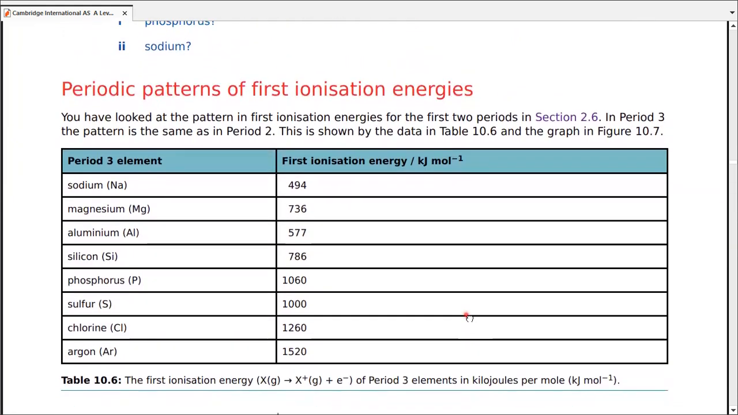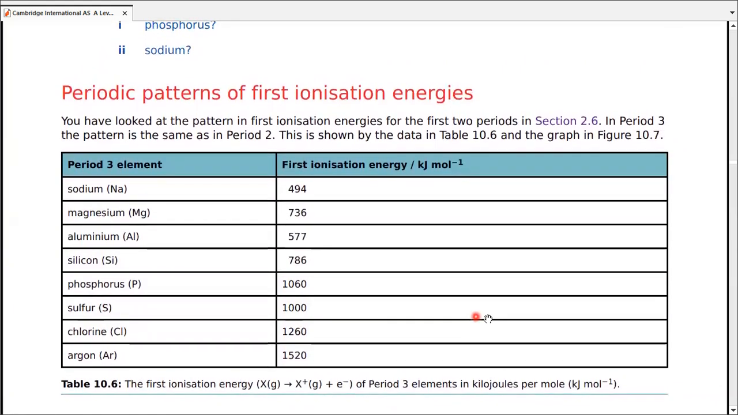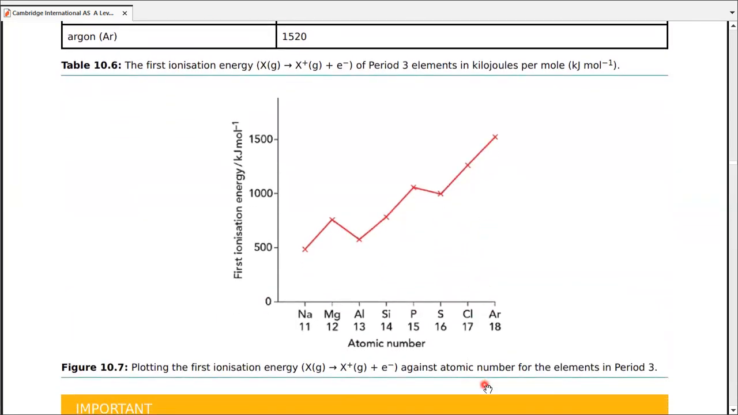Moving on to periodic patterns of first ionization energies. Now, we have discussed the first ionization energies in a lot of detail, all four factors that we have discussed. I've discussed them at the start of chapter 2. So if we talk about period 3 and their first ionization energies, I hope you can understand how they increase from left to right in a period. Now, the general trend is increasing, but it's slightly different for metals and for non-metals. So yeah, something like this.